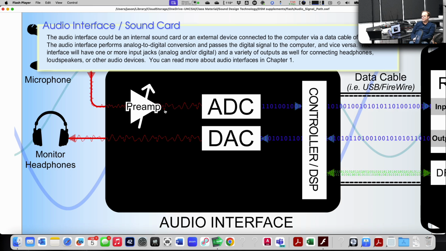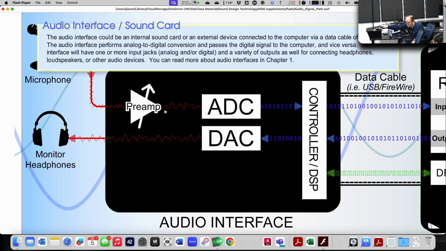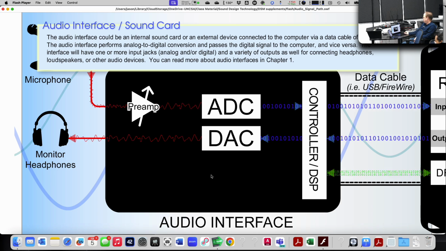The other compelling reason for higher sampling rates is avoiding latency. So we'll talk more about that in a minute. But let's take a look at what's inside this interface.